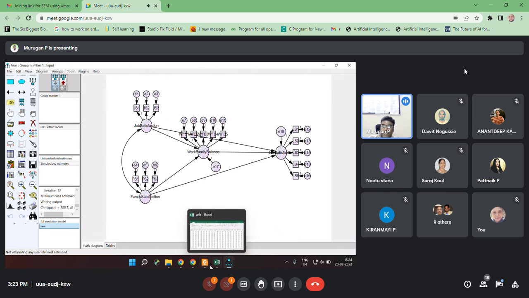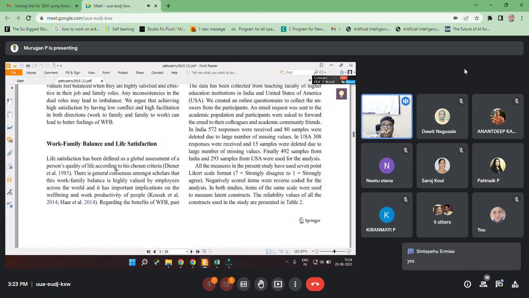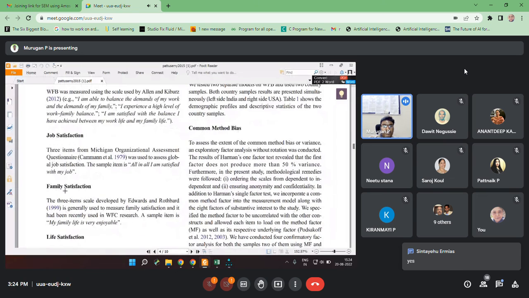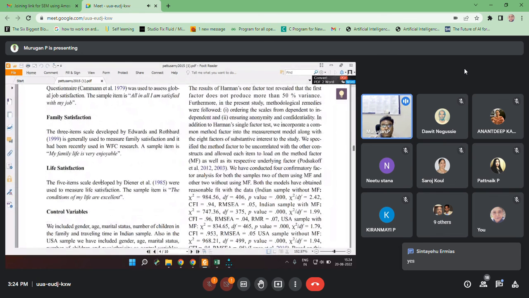For example, if you look at my paper, I have used the Diener et al. scale to measure life satisfaction. The 5-item scale developed by Diener et al., 1985, is used to measure life satisfaction. A sample item is, "The conditions of my life are excellent."